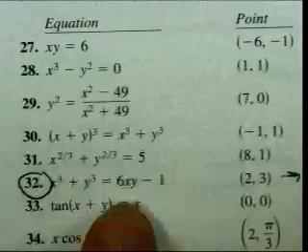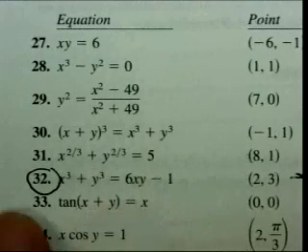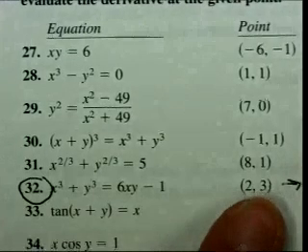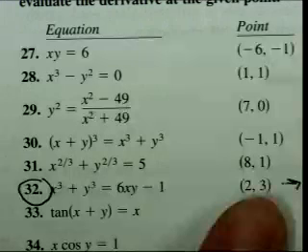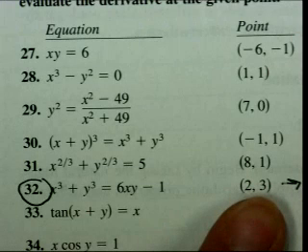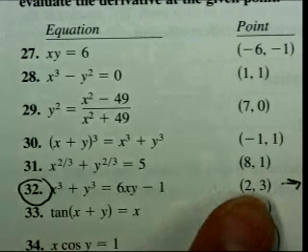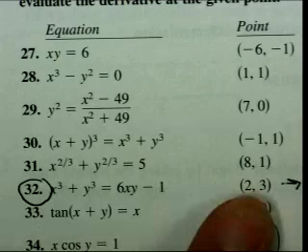Number 32 said, find the slope of the tangent line to this curve at the point (2, 3). How have I always found the slope of the tangent line? Find the derivative, and then point-slope. Well, that's the equation of the tangent line. If the direction said the equation of the tangent line, I'd have to use point-slope form.